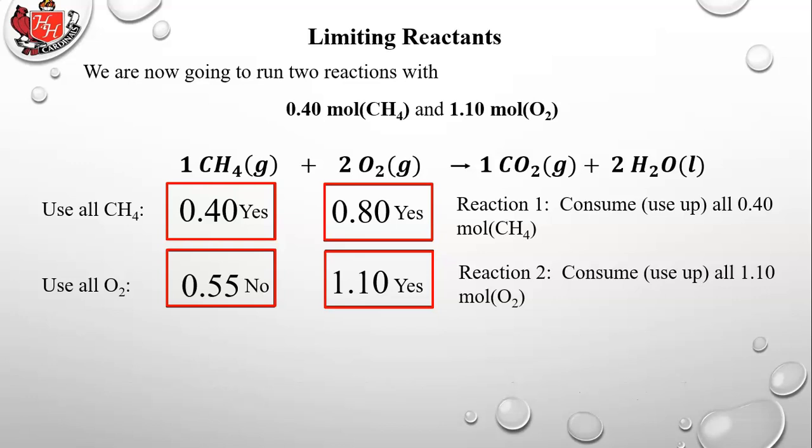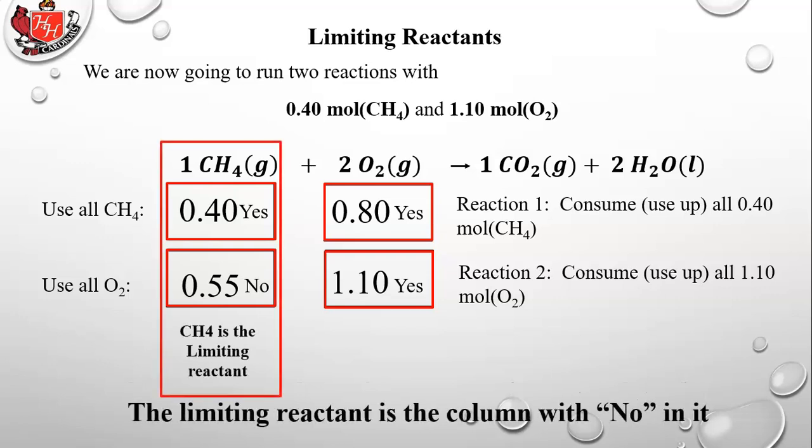So we're going to put a box around this on the left. So the limiting reactant is the column with the no in it. So it's the CH4 column that has the no in it. And by the way, every time you do one of these problems, you're always going to end up with 3 yeses and a no. It'll always work out that way. The only way it wouldn't is if you had exactly twice as much oxygen as CH4. But in these types of problems, you won't have exactly twice as much. So CH4 is the limiting reactant.